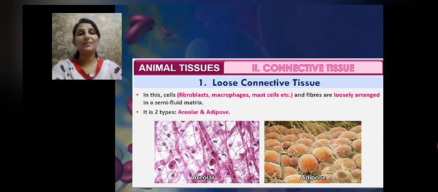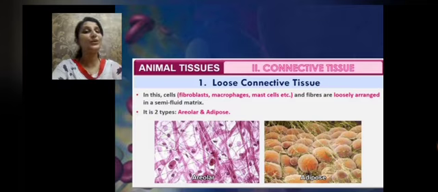Now let us learn about the first type of connective tissue, that is the loose connective tissue. In loose connective tissue, the cells are fibroblasts, macrophages, and mast cells. Have you heard of macrophages and mast cells? They are all types of WBCs which help in the defense system. They fight against any foreign agents which enter the body. And the fibers are elastin and collagen fibers.